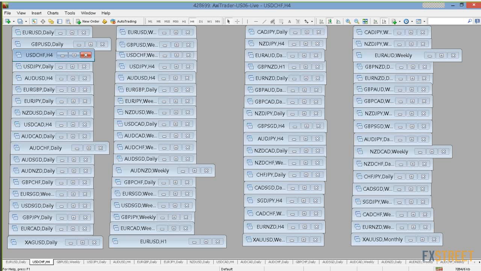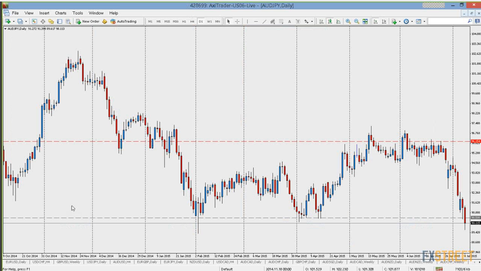June 27th, Mother Candle. Camille, which one are you talking about? Which chart? Aussie yen. Okay, cool. June 27th. June 26th? Yeah, right. So that's June 30th or whatever. Yeah. So there you go.